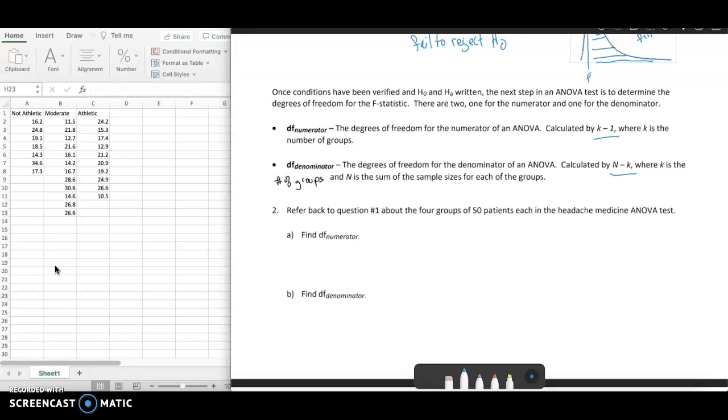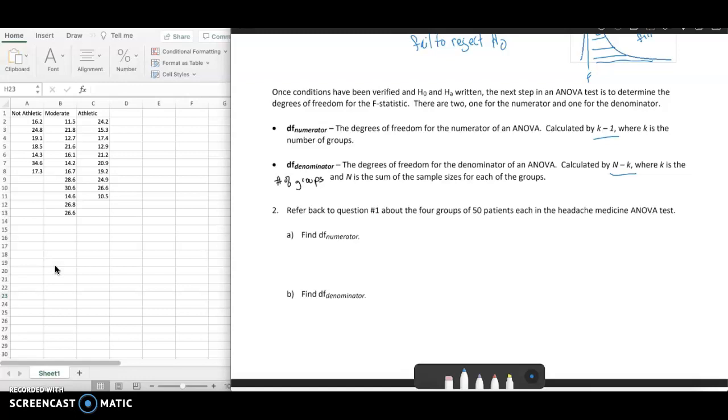So the degrees of freedom for the numerator of an ANOVA test is calculated by doing k minus 1, where k is the number of groups. Then to find the degrees of freedom of the denominator, you're going to calculate this by N minus k, where k is still the number of groups, but N, capital N, is the sum of the sample sizes for each of the groups. So there's a little work to be done, but it's not hard.